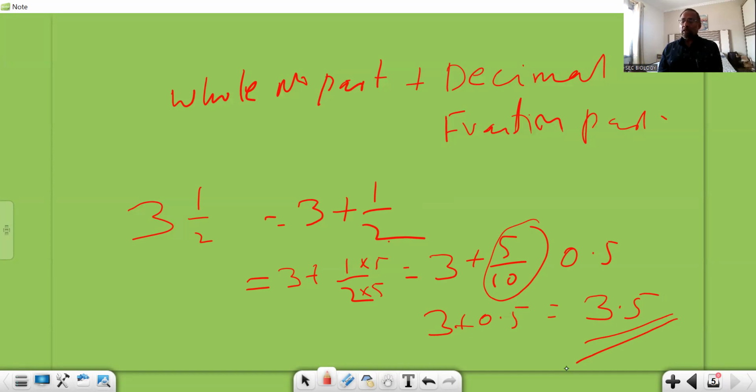3.5. Don't do it like 3 by 2. It is not 3 by 2, it is not 3 into 2 by 1 by 2. It is 3 plus half. Mixed fraction, we studied very clearly, means whole number part plus proper fraction. Like that, decimal means whole number part plus decimal part. Decimal part means fraction, but the denominator we have to make 10, 100 like this. Everything we can do very fast.